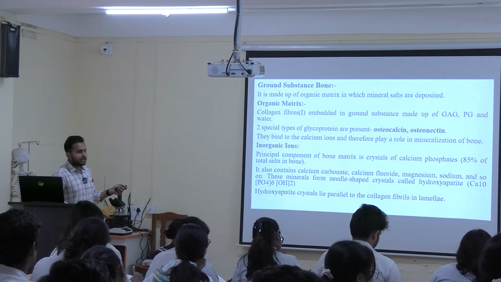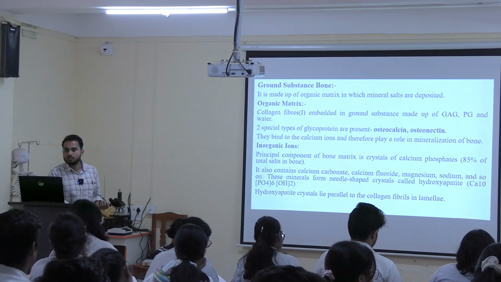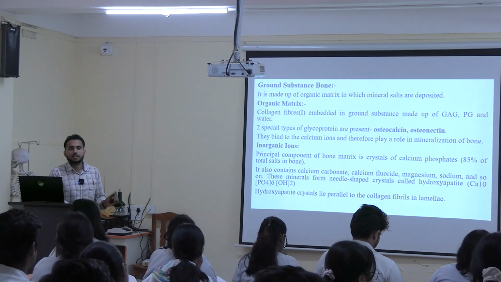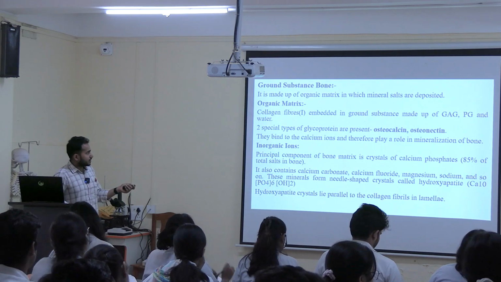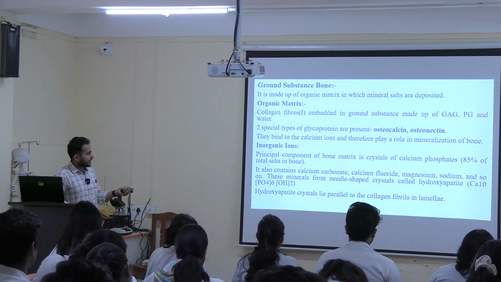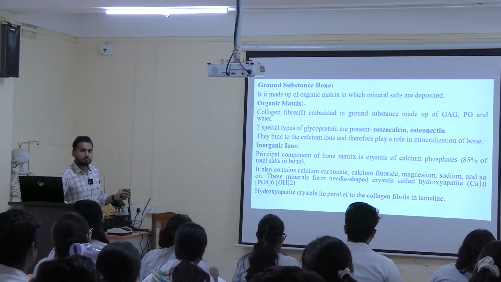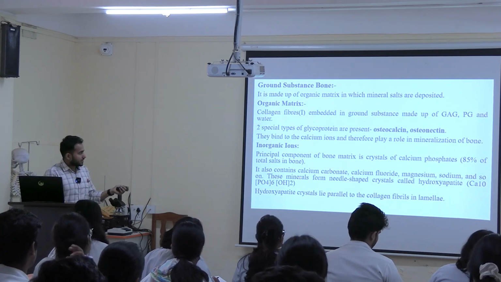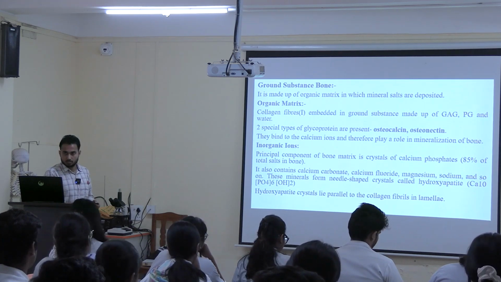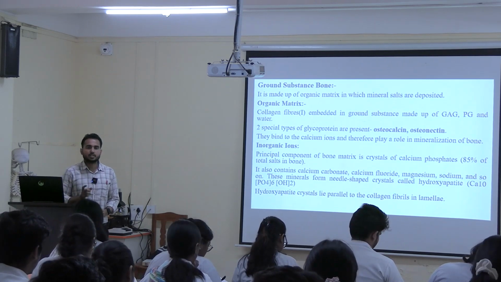Next, inorganic ions are there. So this is the organic part and this is the inorganic part. What is present in the inorganic part? As I said earlier, calcium salts. The principal components are calcium phosphates. It also contains calcium carbonate, calcium fluoride, magnesium, sodium, etc. These are the minerals which are present. Together, these minerals form a needle-shaped crystal. What is the name of the crystal?